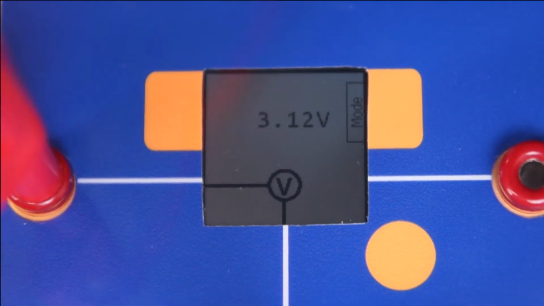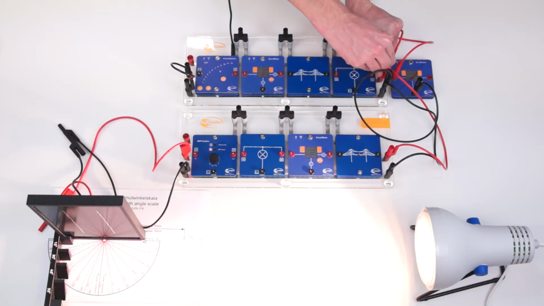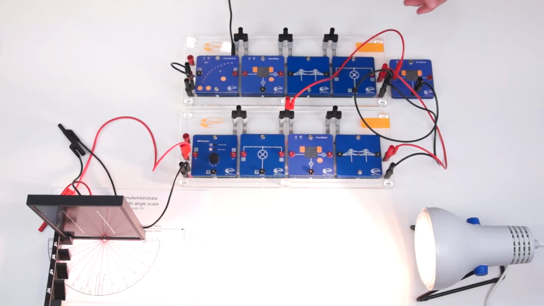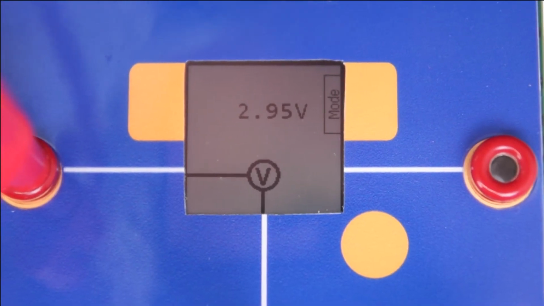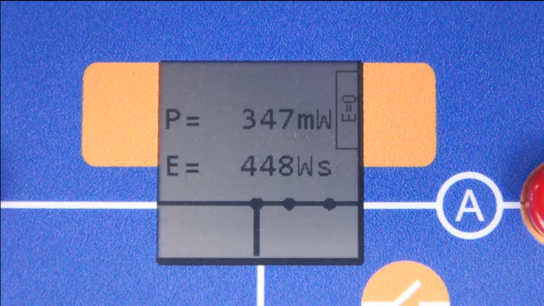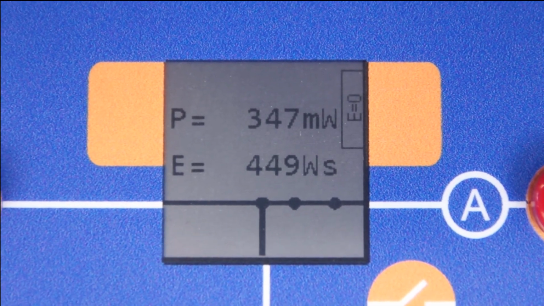It amounts to 3.12 volts. We then measure the voltage at the second household. Here it is 2.95 volts. These voltages correspond approximately to the state in a conventional low voltage line without a photovoltaic system, since the output is still very low. The transformer feeds a power of 347 milliwatts in the strand.